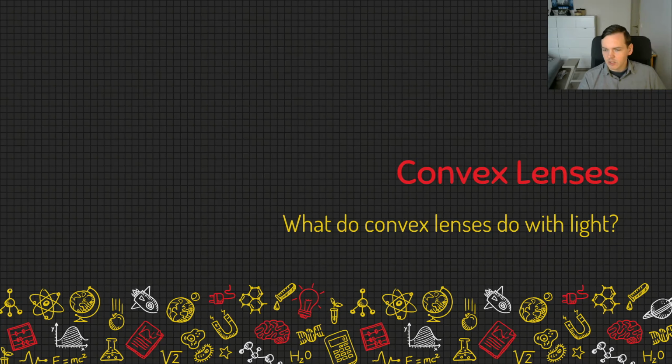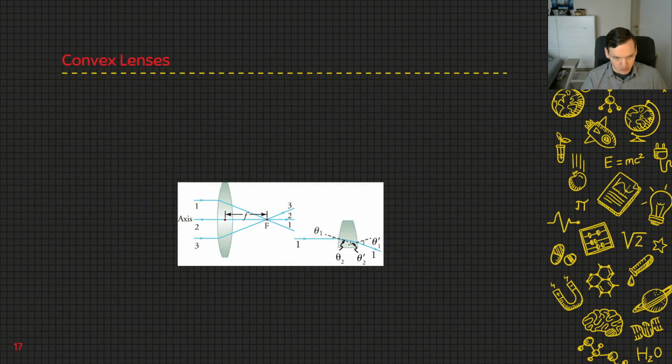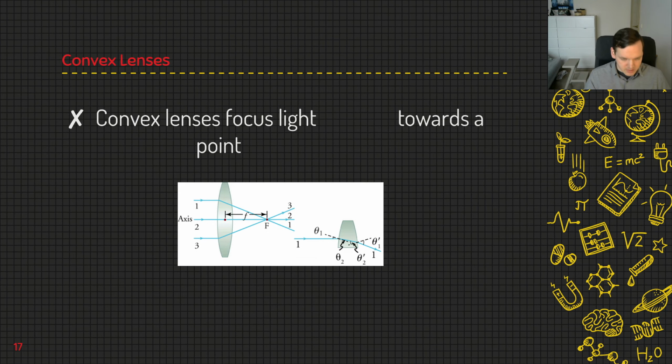Let's jump into looking at convex lenses. This is a special type of lens that we'll talk about as we go forward. Convex lenses are a type of lens that will focus the light inwards, towards a focal point. You can see that illustrated down here.